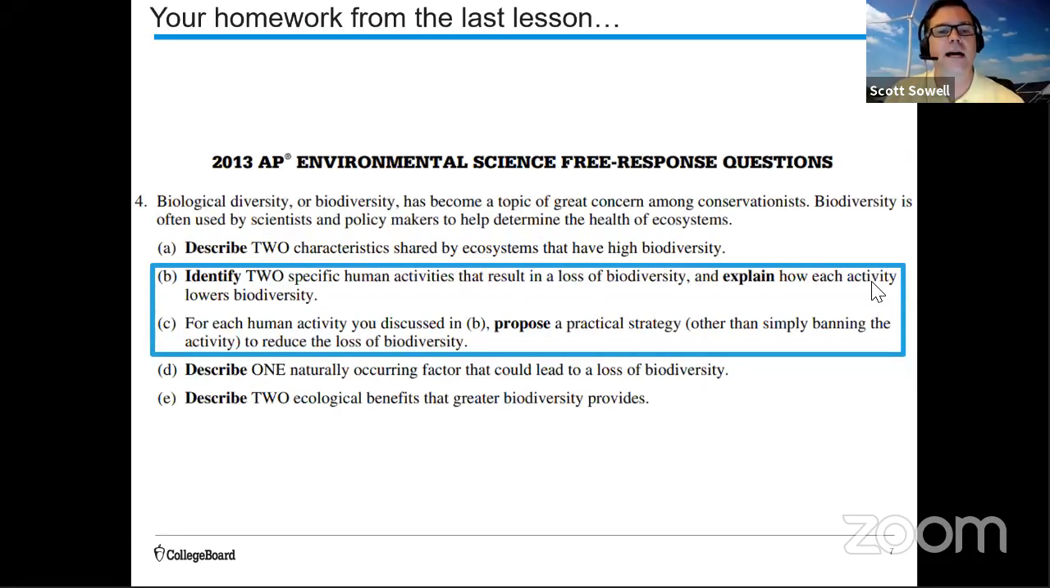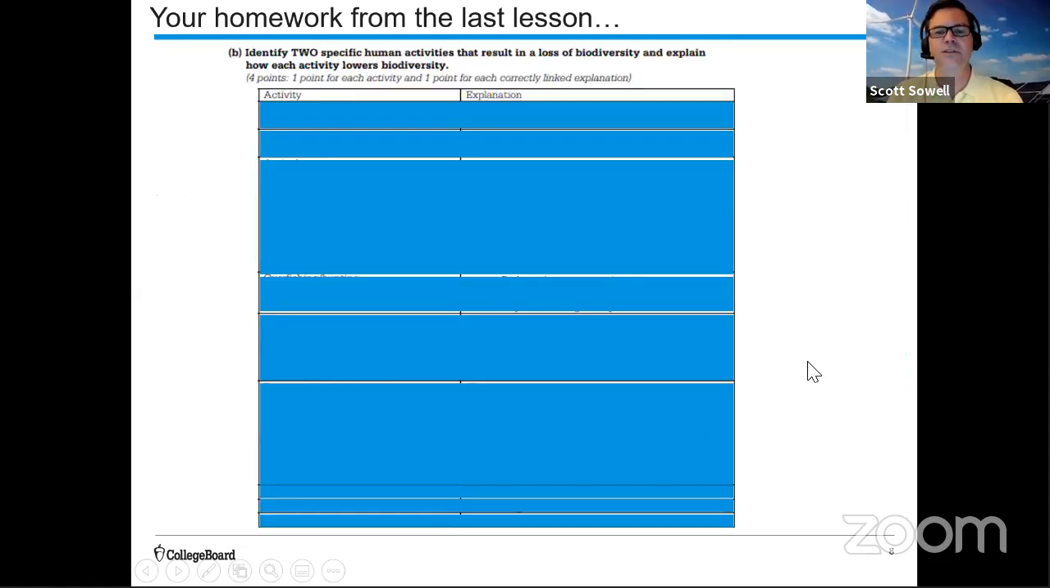So for homework, I left you with this part of the 2013 FRQ question number 4. B said, identify 2 specific activities that result in a loss of biodiversity and explain how each one does lower it. And then C asks you to propose a strategy for each one of those 2 things. So let's look at the answers in terms of what's on the scoring guidelines.